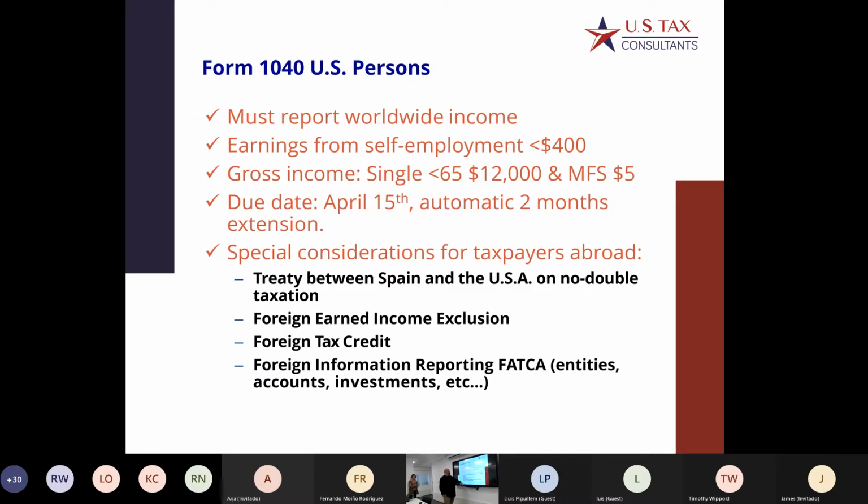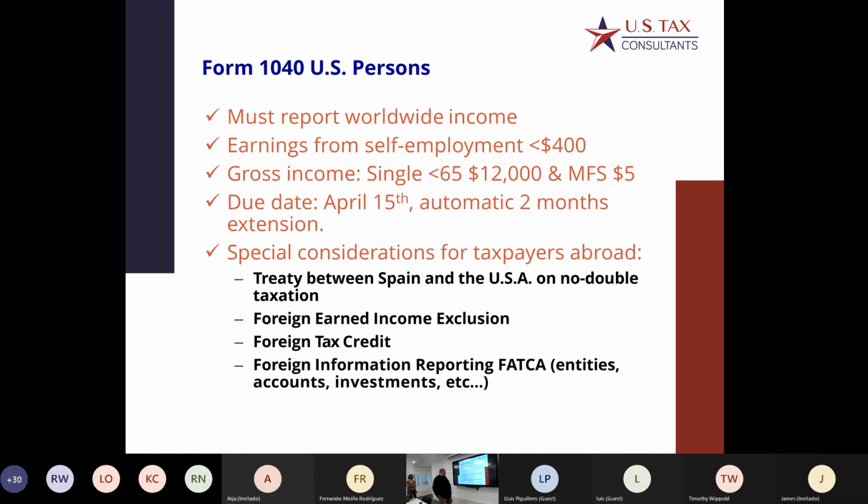The due date, as you know, is April 15th, and for those living in Spain, there is an automatic 2-month extension that you put in the statement in the return, and it goes all the way to June 15th. As you probably know, for all our clients we ask for an extension all the way to October 15th. So you have plenty of time to do the Spanish return first, and then the US return, which is the normal thing to do.